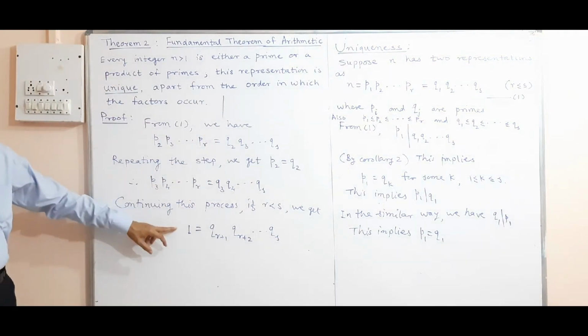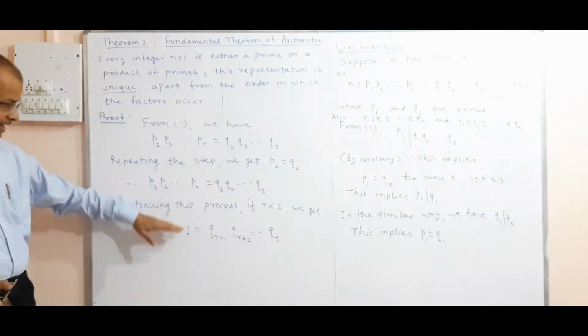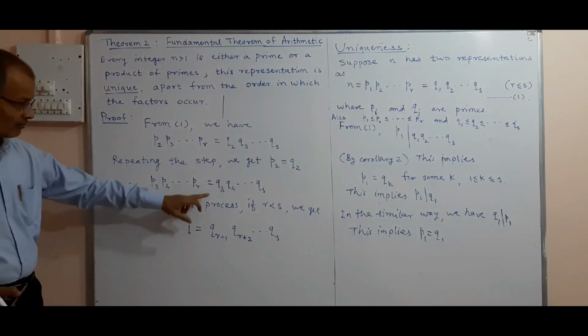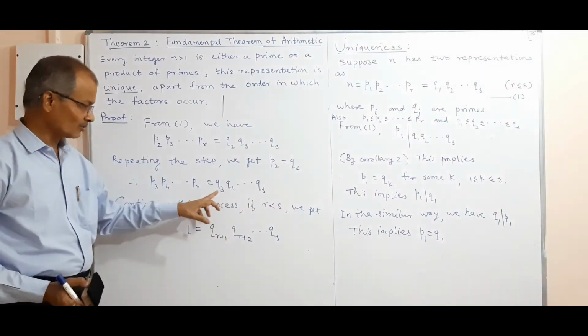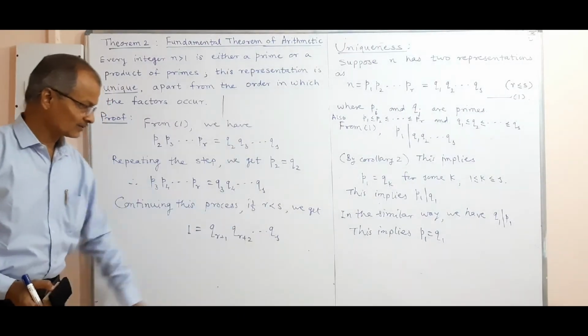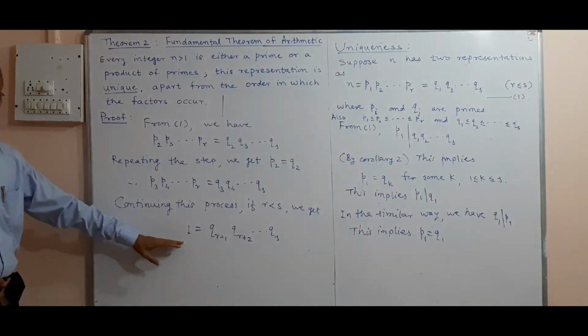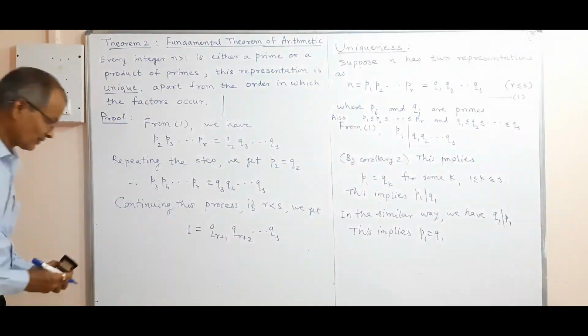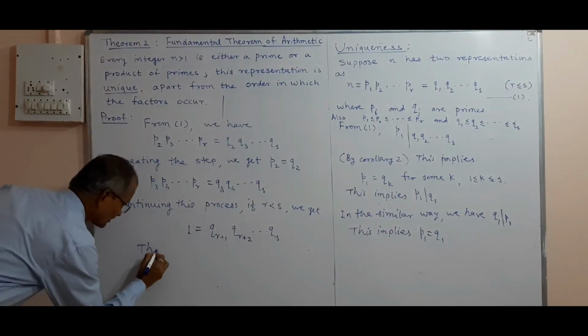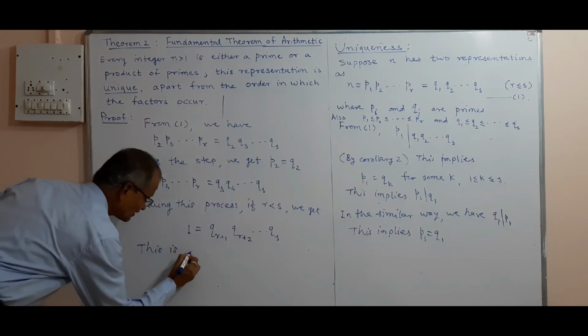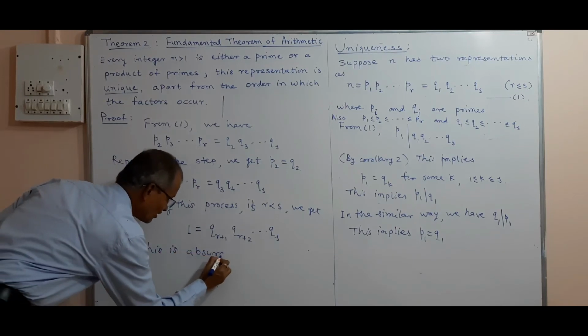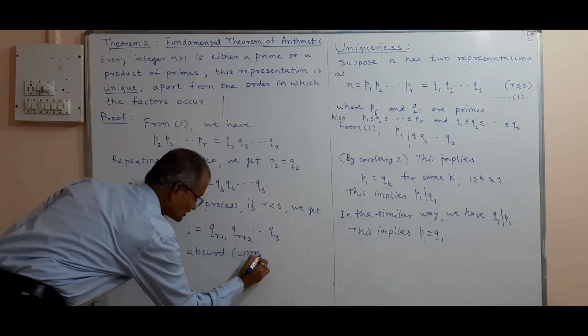So you should verify this. R factors cancelled, 1 remains, but since S is greater than R, Q(R plus 1) to QS will remain on the right side. And now this is a contradiction, or this is absurd. This result is wrong.